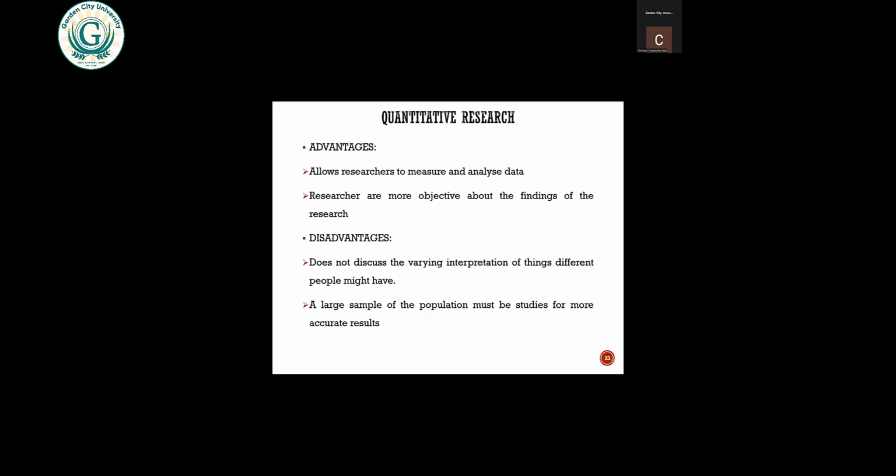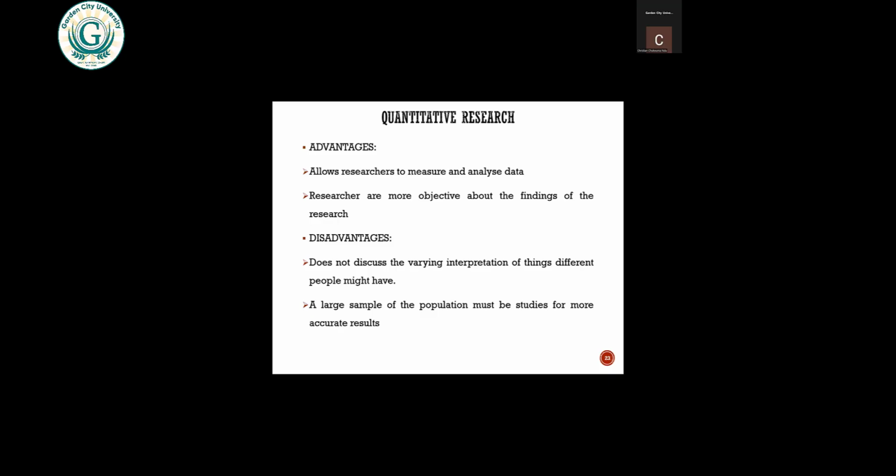Disadvantages, it does not discuss the varying interpretation of these different types of people. When you are doing a quantitative research, you are assessing everybody on the same plane. You are not going to be looking into the individual variations amongst the people. You are going to be looking at them as a whole. So that is one disadvantage.